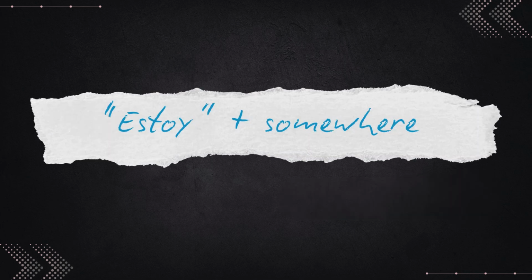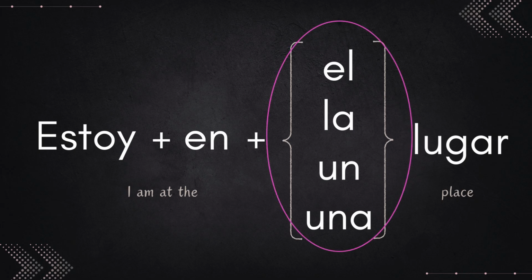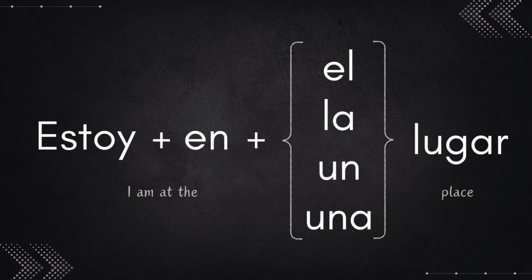Another way you can use the estoy plus something pattern is to say I am somewhere. But you will need to add 1 or 2 words, depending on the place you're talking about. In most cases, the pattern will be estoy plus en plus the definite or indefinite article plus the location. But there are instances where we won't need the preposition en, which means in or at, nor the article. Let's break all of this down with some examples.